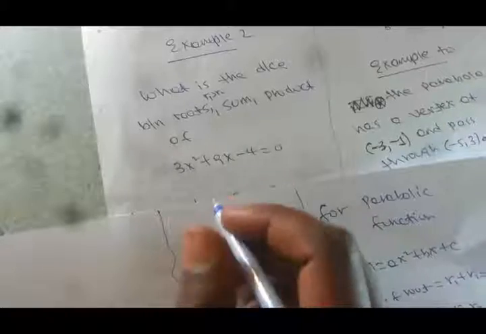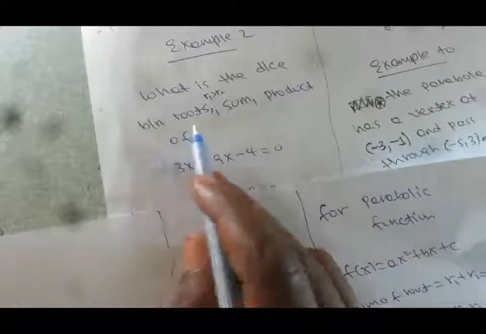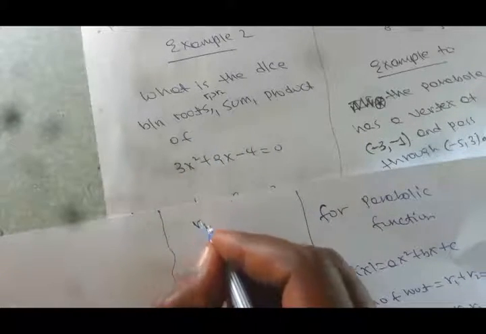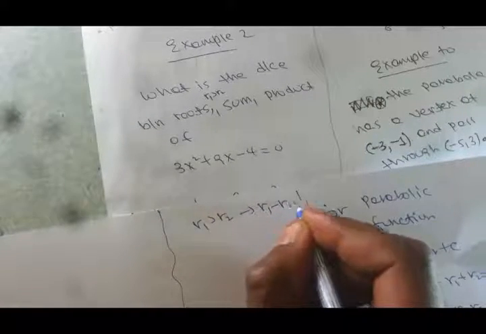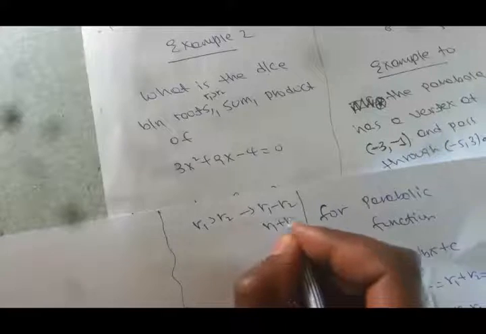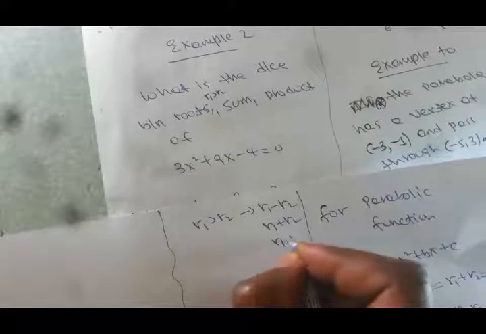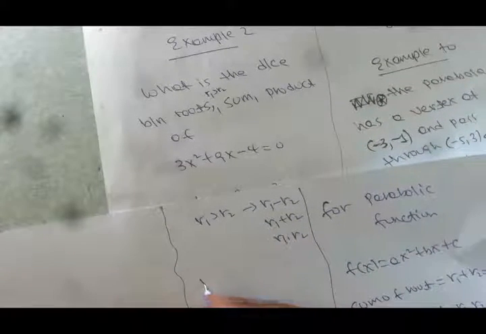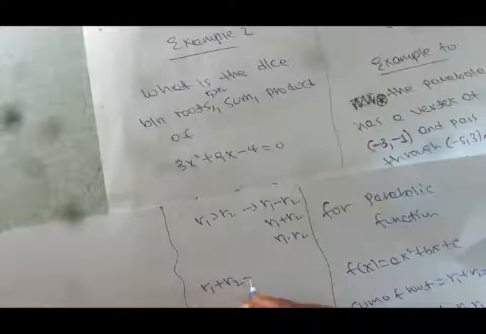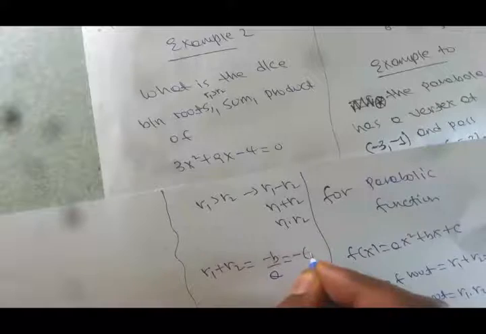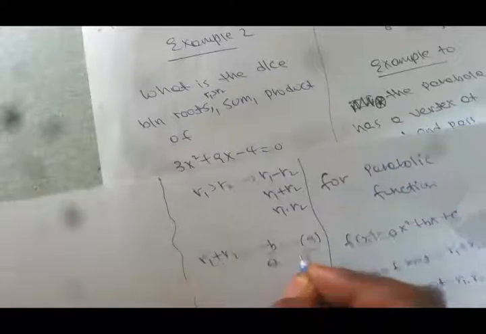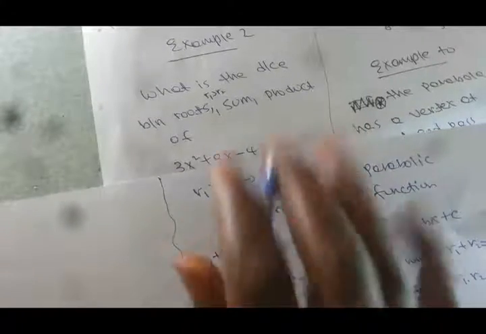And example 2 asks us what is the difference between the roots. We are asked, if r1 is greater than r2, find r1 minus r2, the sum r1 plus r2, and the product r1 times r2. We have a formula: r1 plus r2 is equal to minus b over a. This is equal to minus the value of b, 9, over 3. Therefore, this is equal to minus 3.